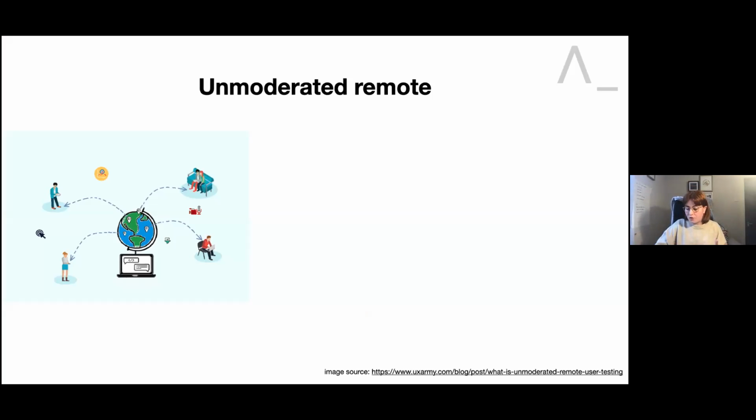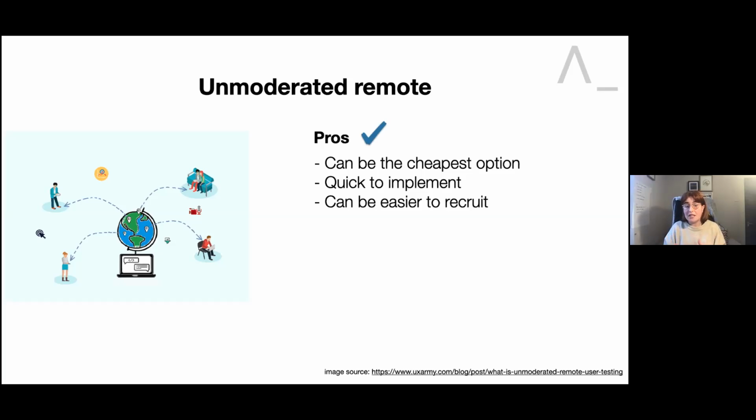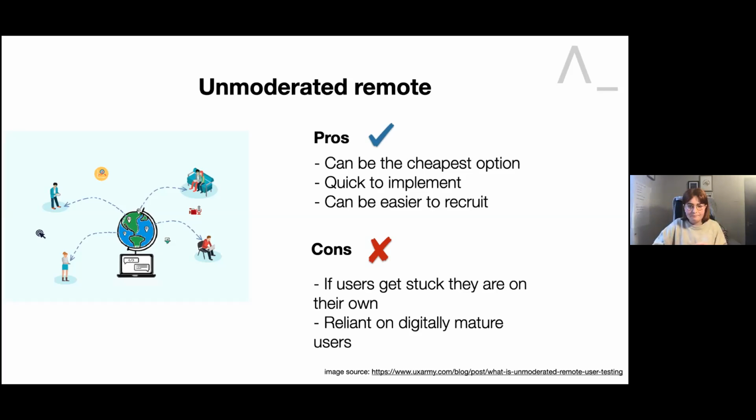One of the reasons that we would typically use unmoderated remote is that, first of all, it can be very cost effective. You can do it anytime, anywhere, and you can get actionable feedback within a day or two, which is great. It's very quick to implement. A lot of the platforms that we use have recruitment options built in, and then your moderator isn't needed. So again, your costs are coming down.